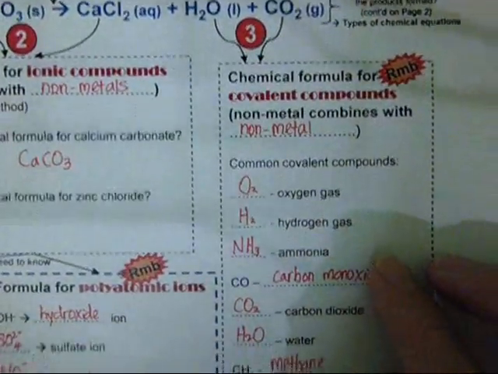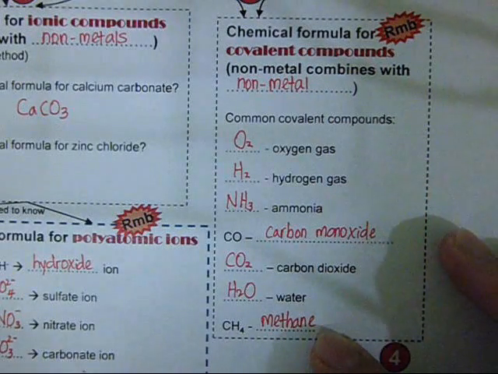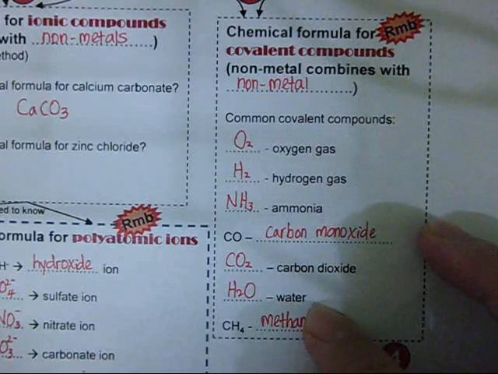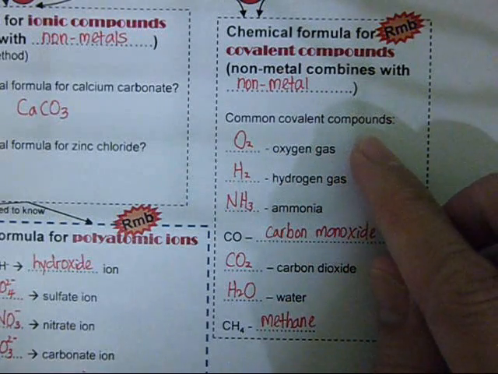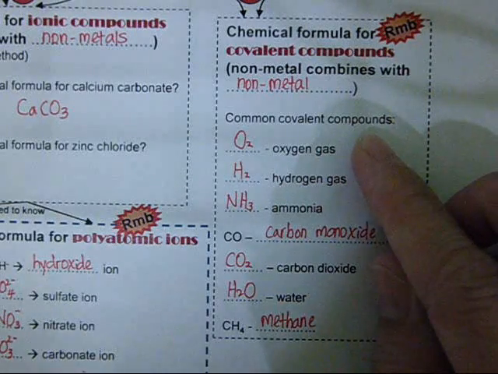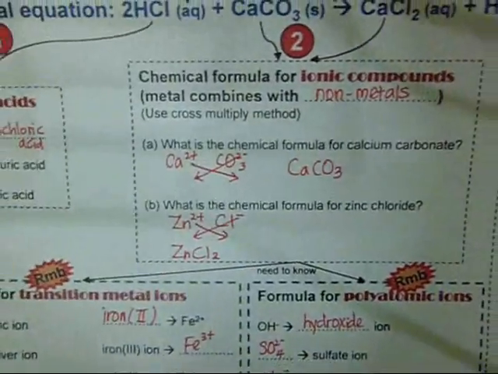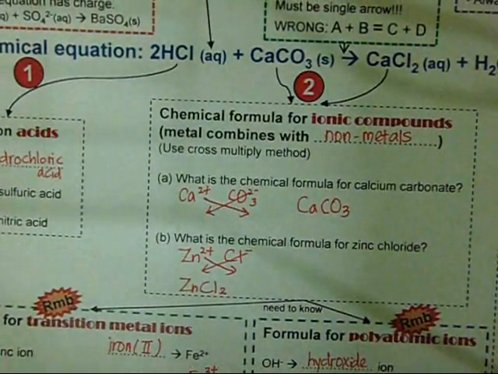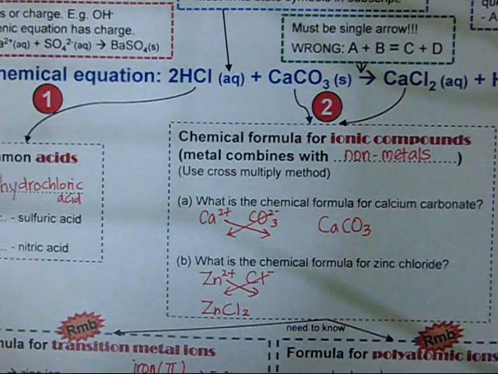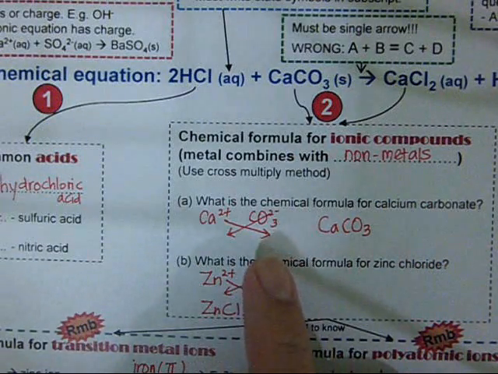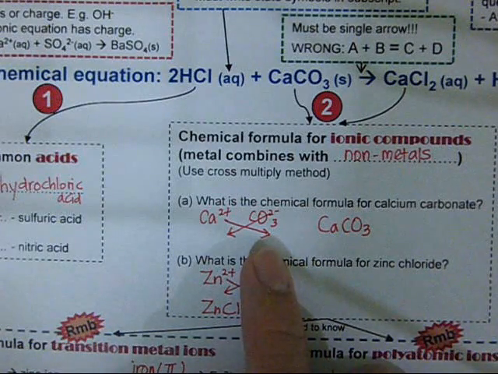Covalent compounds, these are the most commonly used covalent compounds, so the formulas you have to remember. And likewise for nitrogen, which is not here. Nitrogen gas, the chemical formula is N2, so you have to remember that as well. For ionic compounds, you need to know the cross multiply method. How do you use the cross multiply method in order to come up with the formula of an ionic compound?